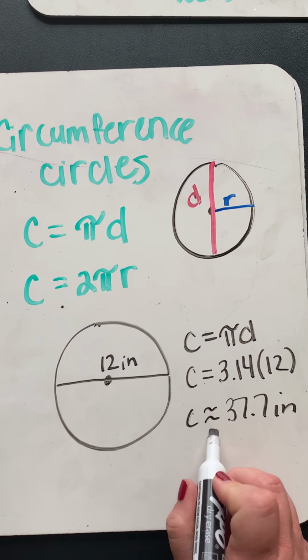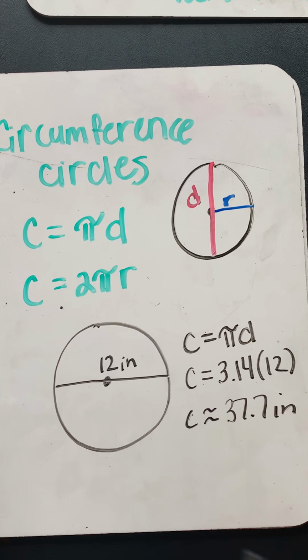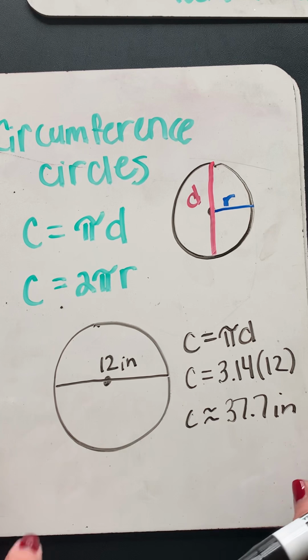Notice I use the about symbol instead of equal. Whenever we're doing circumference, we're never going to find the exact amount because pi is infinite and non-repeating. It's an irrational number, so it's going to go on and on forever. Okay.